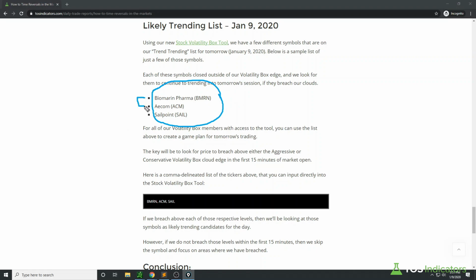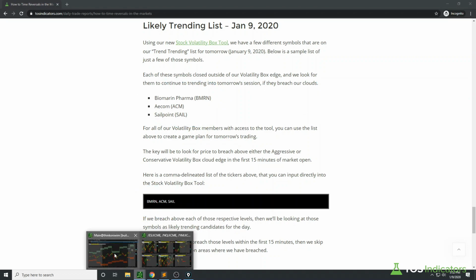These two are off of the conservative volatility box models, and we're looking for that cloud to be breached in the first 15 minutes, which then gives you a signal that, hey, we may be trending in the marketplace. So really, those are the 3 tickers here. Now let's get on to our charts.